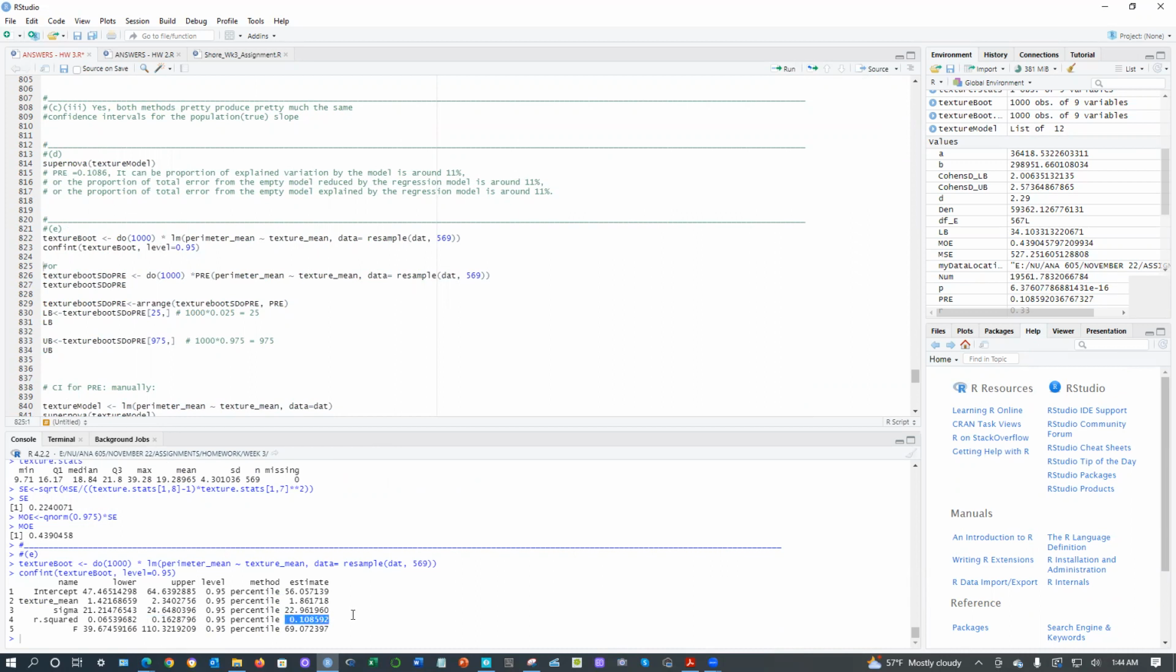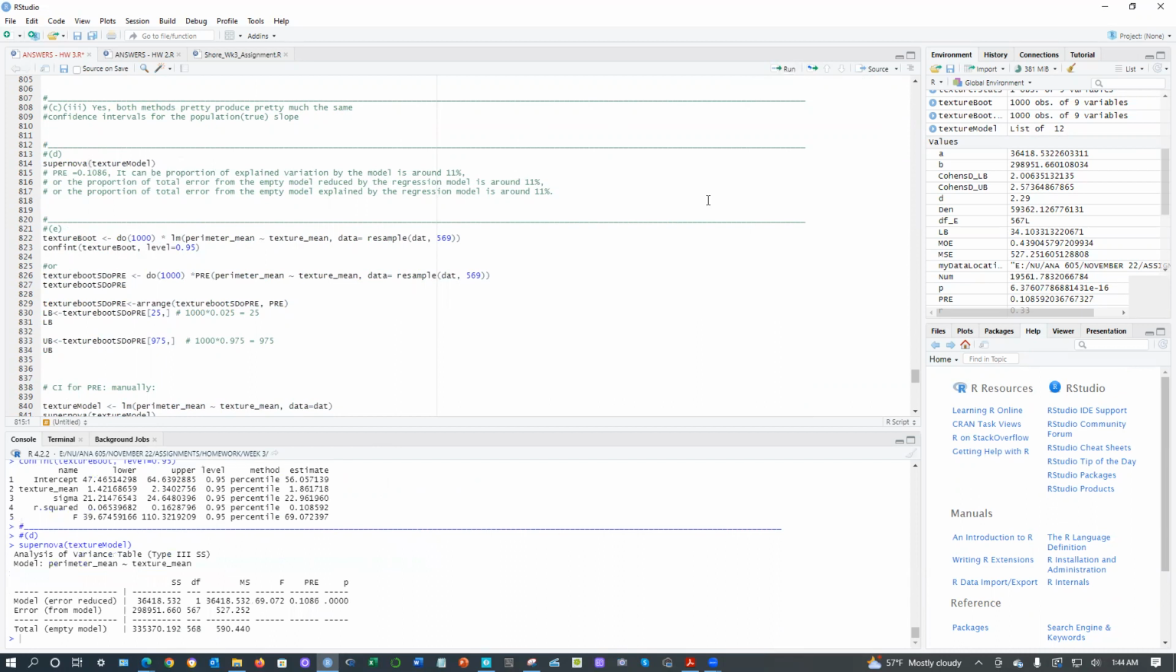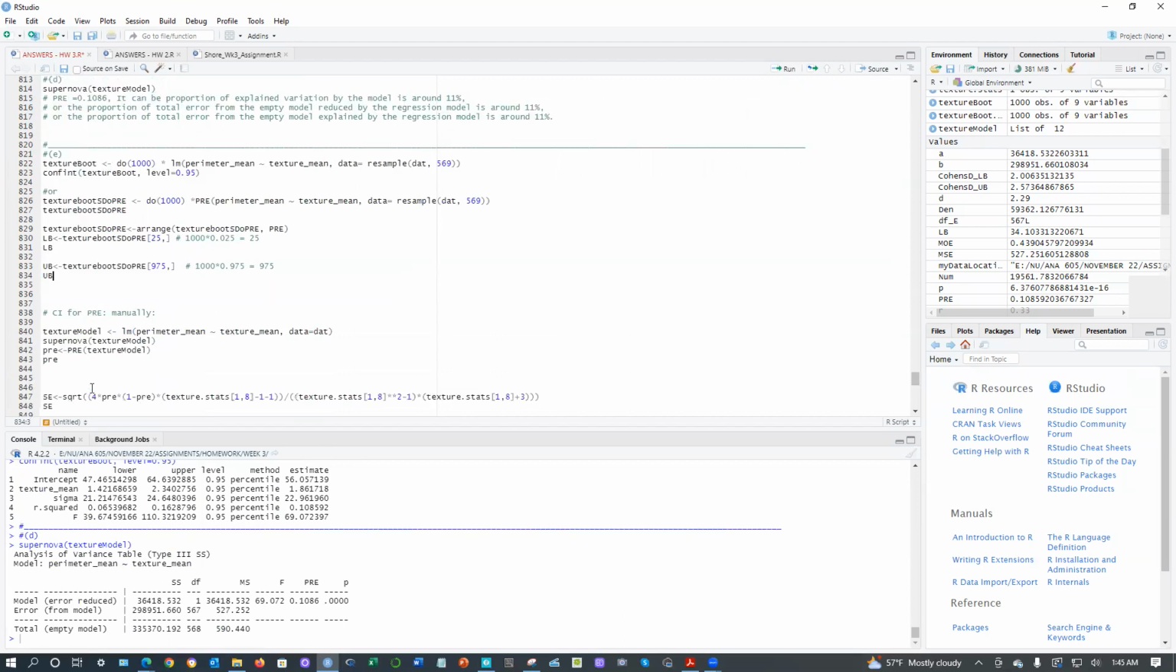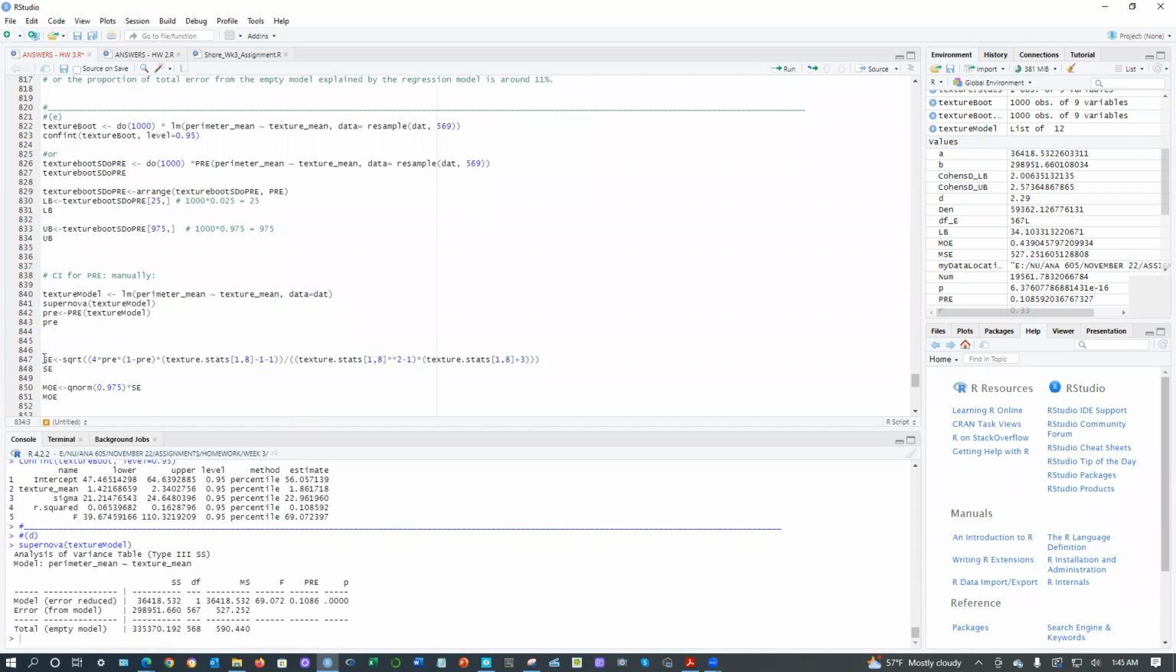See, R squared means 0.10, 10.889. Can we check that one with supernova? Yes, see, 1086, and its confidence interval is also being given. How do you do this one manually? If it's supernova, we can get the F value. That's okay, but what is this one? See, that's the standard data.